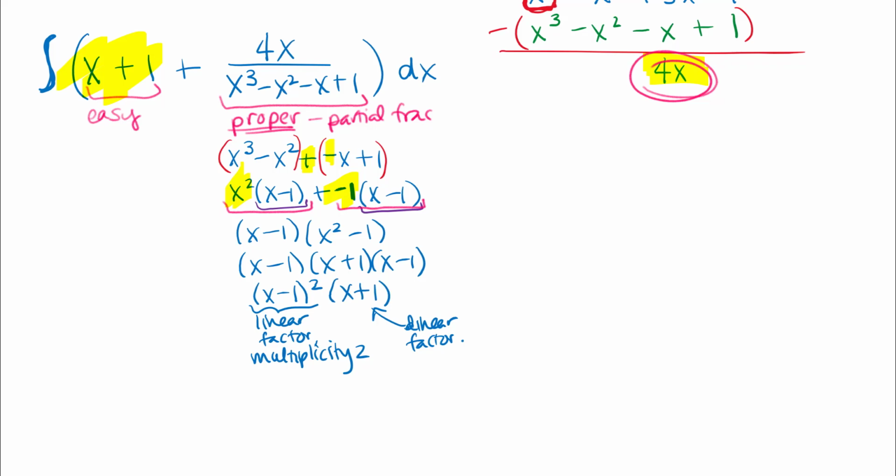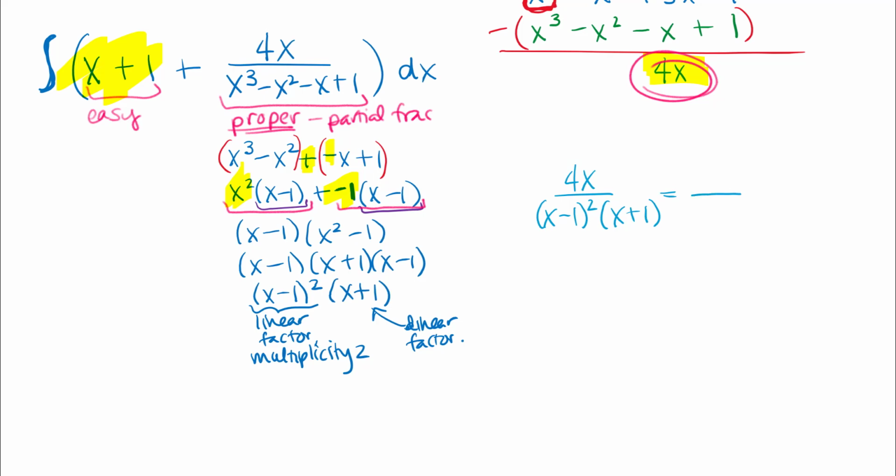Alright, so for right now we're going to work on partial fractions on the 4x over (x minus 1) quantity squared, times (x plus 1). So I'm going to be doing 4x over (x minus 1) quantity squared, times (x plus 1), and I want to break that into separate fractions.